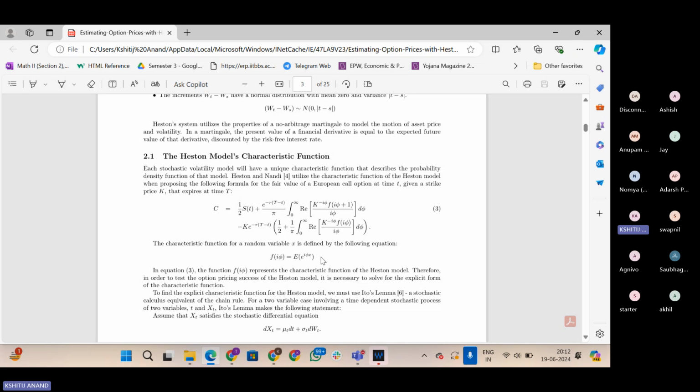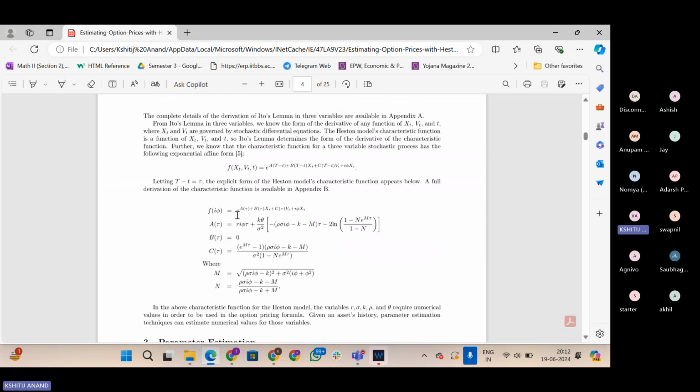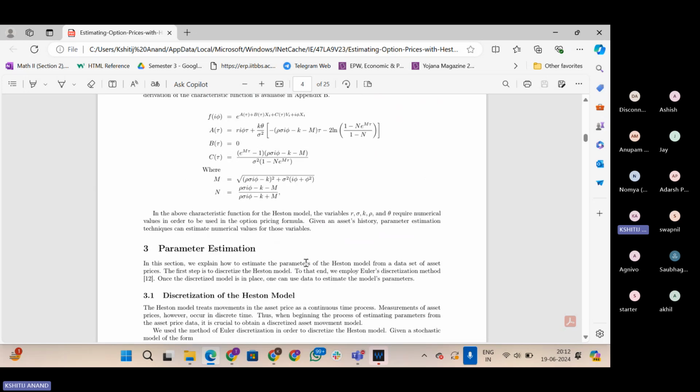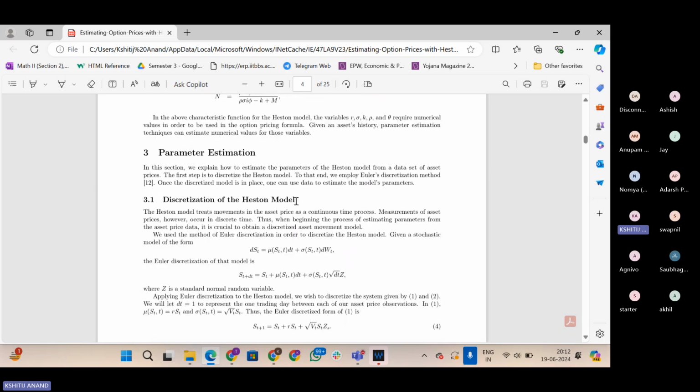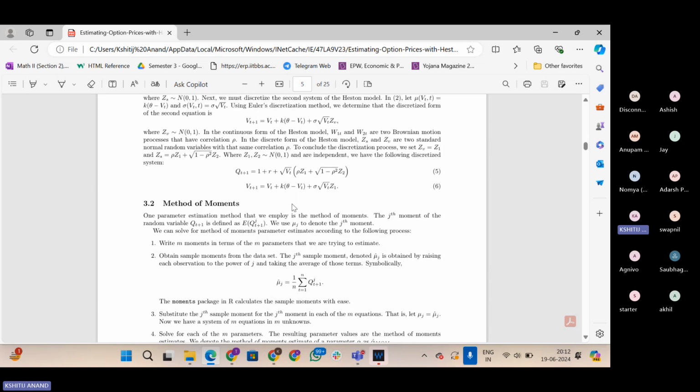You explain what the characteristic function is. You write the correct characteristic function. So this characteristic function equation is correct. After that, you mention how you are estimating the parameters. Explain the steps, basically the method of moments. Then you can end that there with a conclusion.